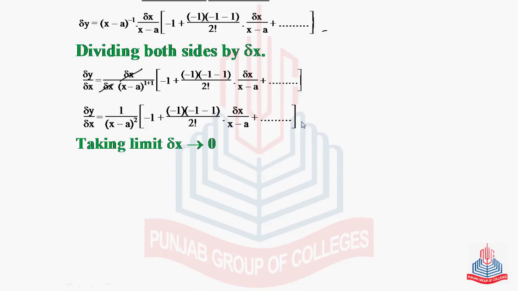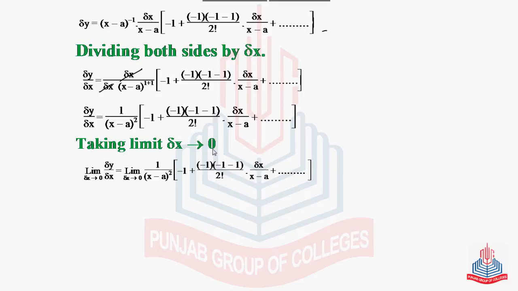Now taking the limit on both sides, delta x approaches 0. So we have limit delta x approaches 0, delta y by delta x is equal to limit delta x approaches 0, 1 over x minus a whole square, and this one is again the same thing in the bracket portion. Now applying the limit, the left hand side is actually the formula of dy by dx, differentiation, and on the right hand side when we apply limit delta x approaches 0, all the terms containing delta x except this first term will become 0. This minus 1 will remain and all other terms will become 0 due to this delta x.